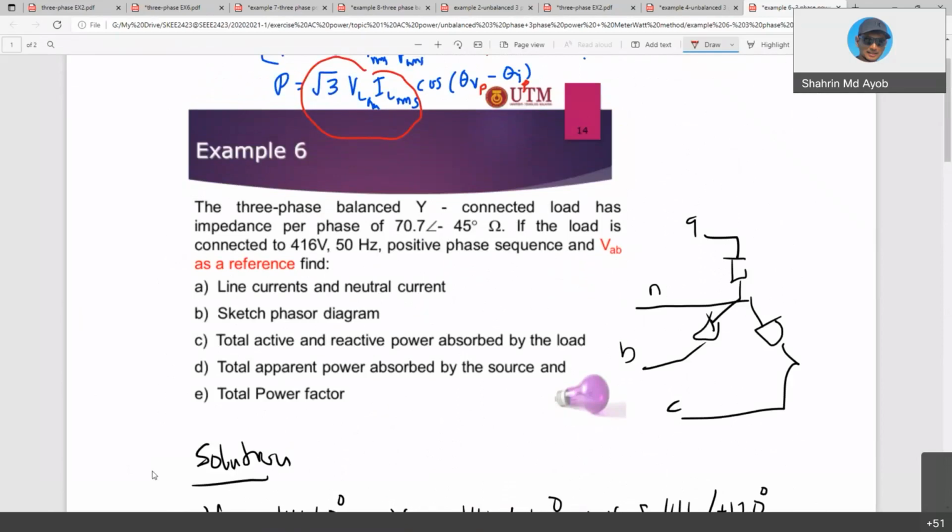And actually, for the total power factor, you can refer directly to the impedance angle, because we know that theta Z is actually theta V minus theta I, and usually this refers to the impedance phase. So this one is V phase and this one is I phase, so you can use the impedance phase angle directly.